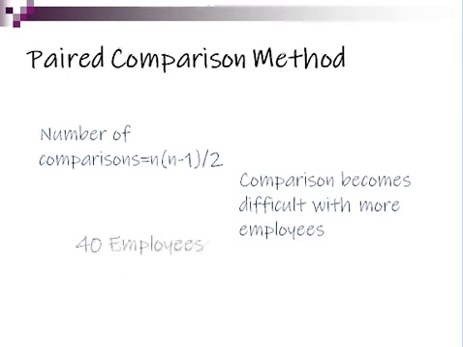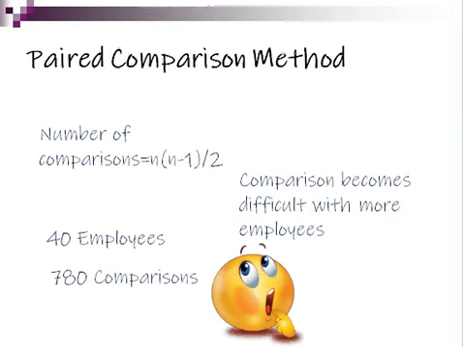So suppose there are 40 employees. In our last example, we have seen just 5 employees, so it was okay. We could have made the table. It was fine and not very difficult. But with 40 employees, think about the number of times the comparison will have to be made. Yes, it is 40 into 39 divided by 2. So this comes out to be a whopping 780 comparisons just with 40 employees. So that means when the number of employees increase, then this method becomes a little difficult to administer.